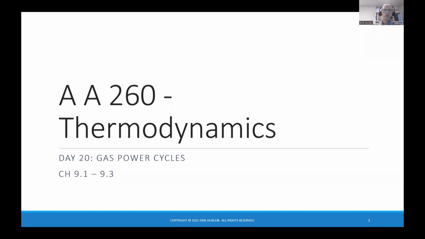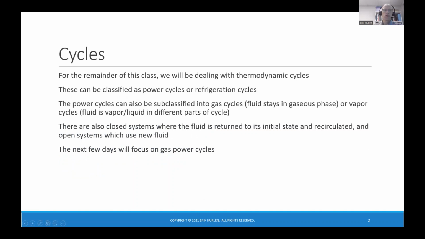We are now going to start talking about various cycles that are used throughout industry and the thermodynamics behind them. Today, we start with gas power cycles. This is just the first of a few cycles that we will be dealing with over the next couple weeks.